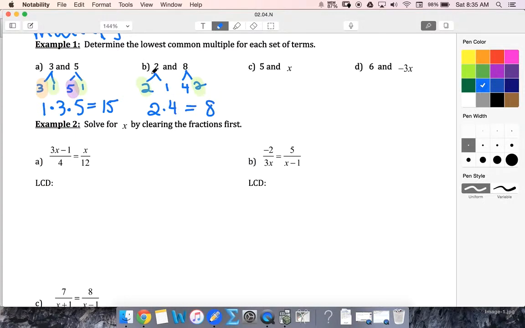And thinking about this logically, I can multiply 2. 2 times 2 is 4, and then 6, and then 8. And 8 is the first multiple of 8, so 8 is the common multiple.